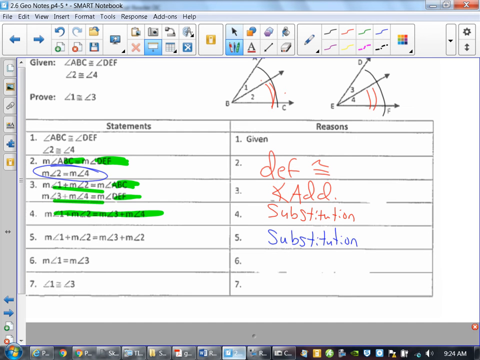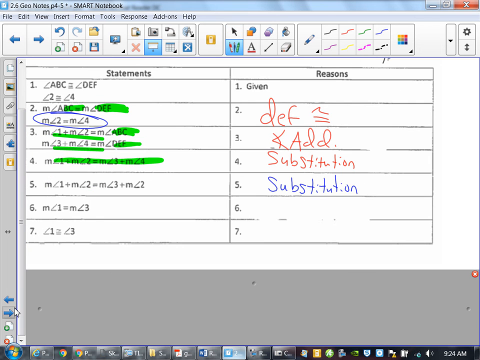And then the last 2 should be easy. What happened there? Subtraction property of equality, because the 2's dropped out. They subtracted the same thing from both sides of an equal sign. When you subtract the same thing from both sides of an equal sign, that is your subtraction property of equality. And then lastly, it flipped back to congruency by definition.